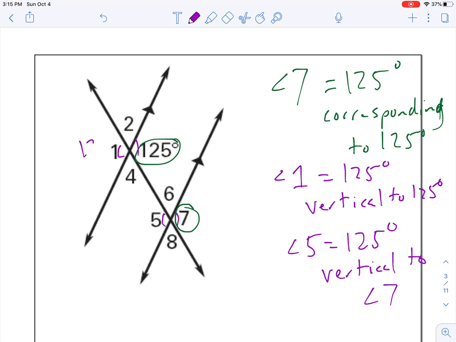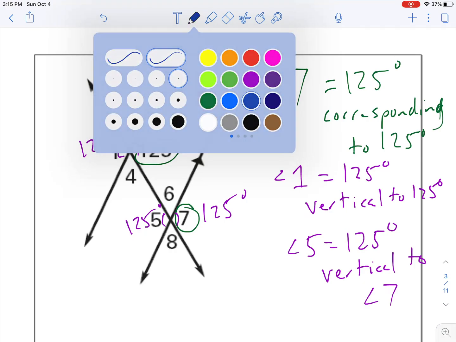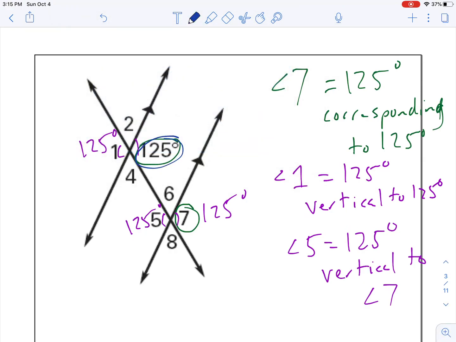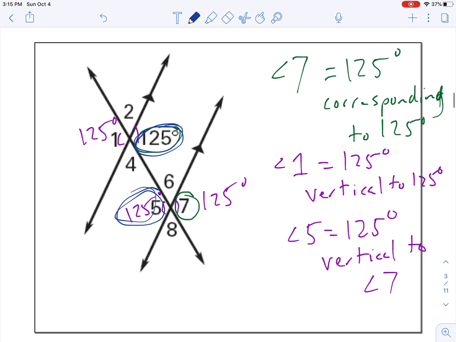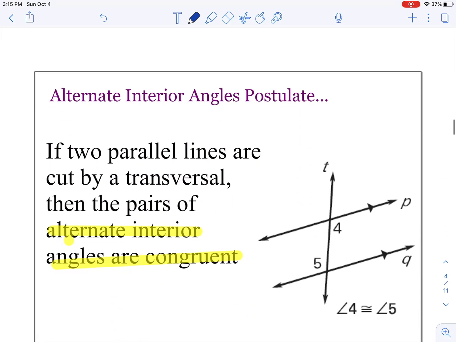So angle 1 was 125, angle 5 was 125, angle 7 was 125. As it turns out, we just found another set of angles that had to be congruent. The 125 degrees and angle 5, those are what we called alternate interior angles. Alternate interior angles will also be congruent when your lines are parallel. So if lines P and Q are parallel, angles 4 and 5 will have to be congruent.